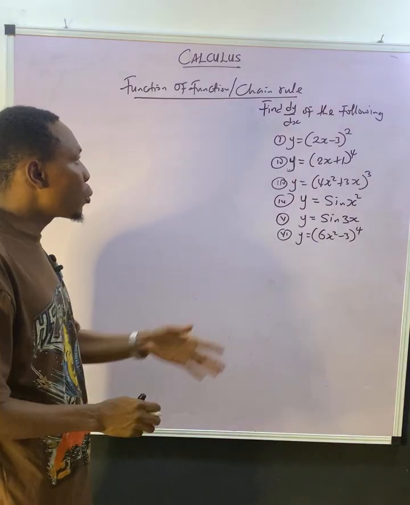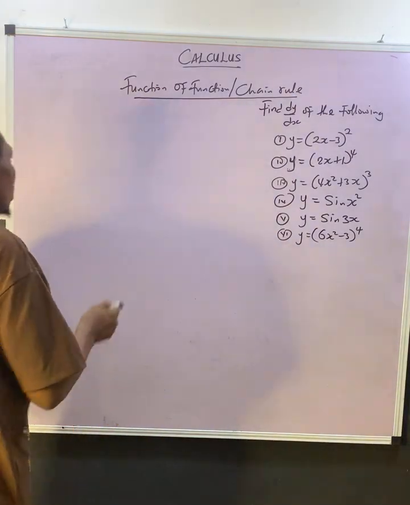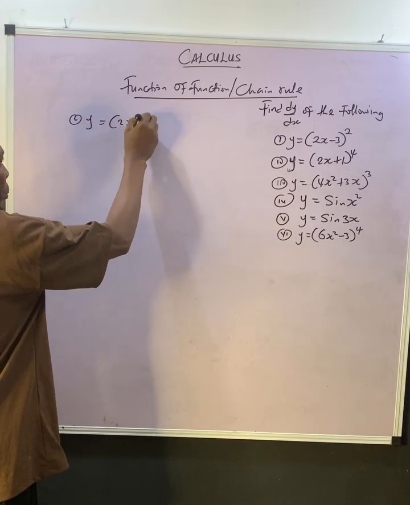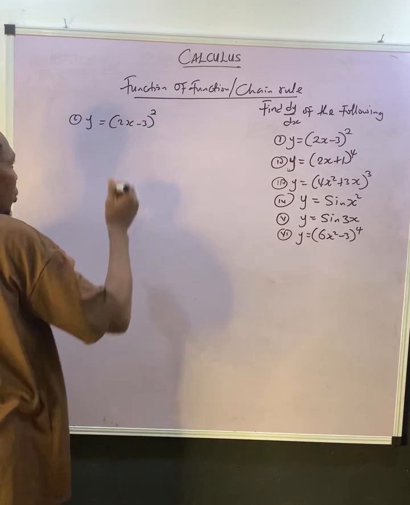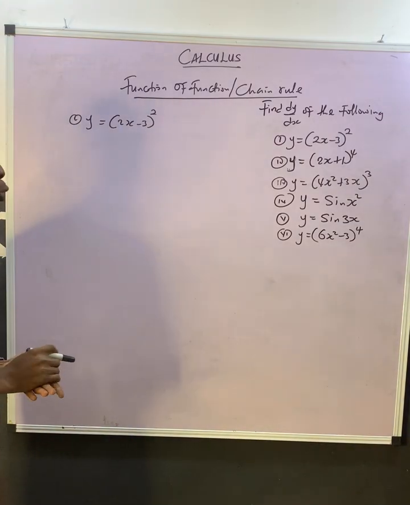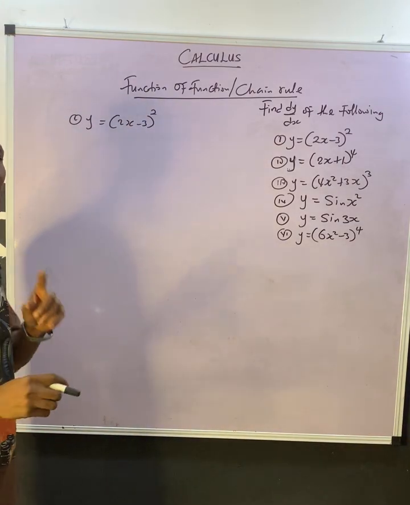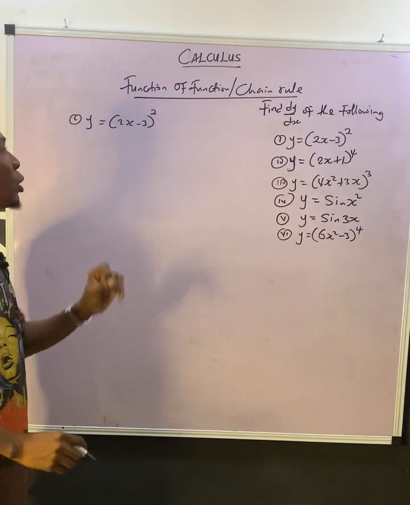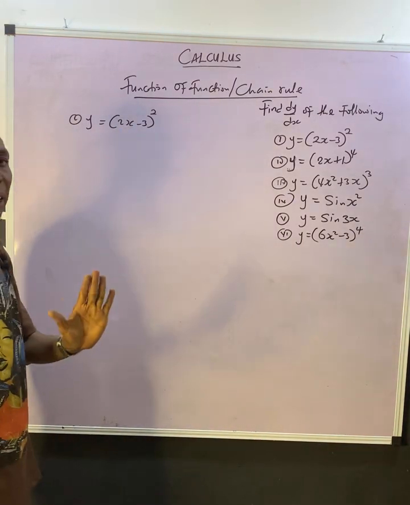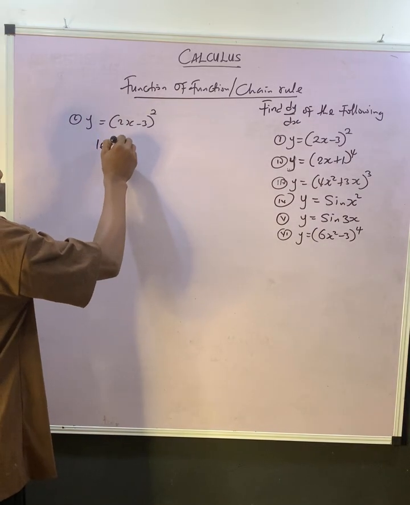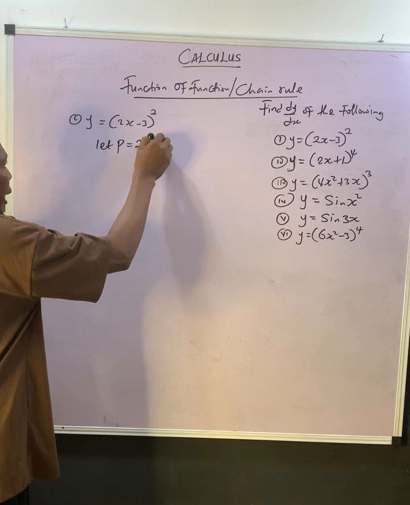Now we have a question, which is number one. We have y equals (2x minus 3) raised to power 2. It's not as difficult as you think. It's very, very simple. So what do you do? First step, you assign a variable, any alphabet of your choice, to the bracket. I can simply say let p equals 2x minus 3.